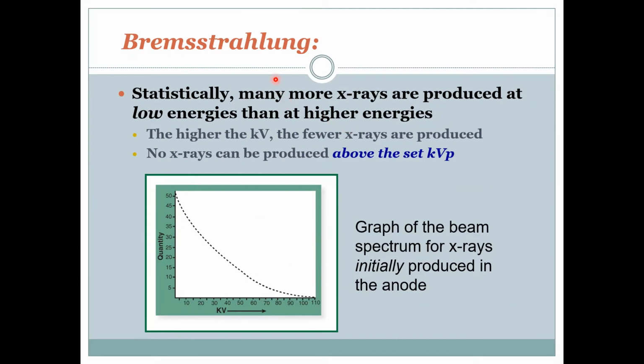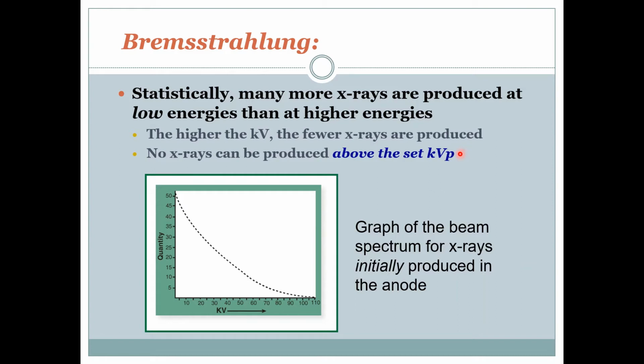Okay. So Brems. Statistically, many more X-rays are produced at low energies than at high energies. So the higher the kilovoltage, the fewer X-rays that are produced. No X-rays can be produced above whatever kVp you set. So if it's 80 kVp, no X-rays can be created that are more energetic than that.